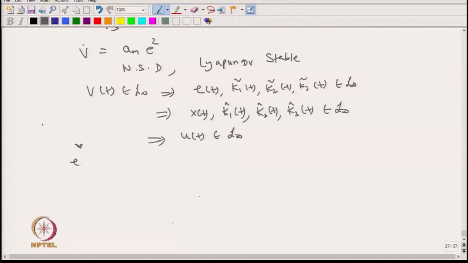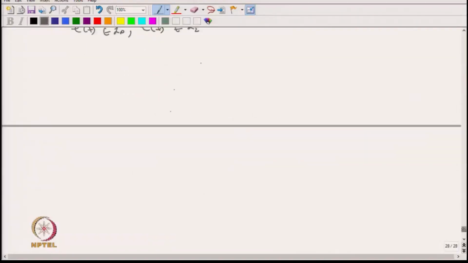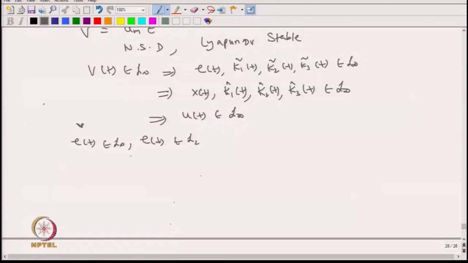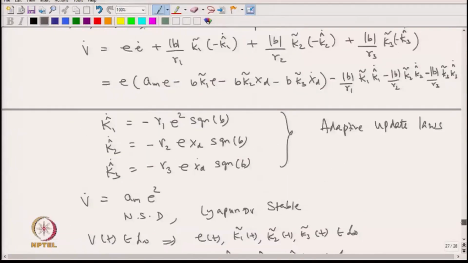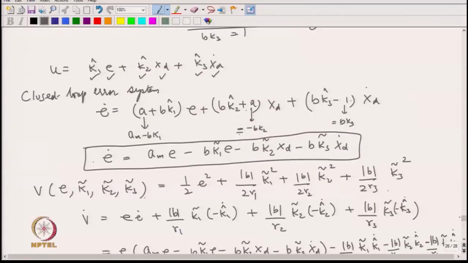So, let us go ahead and prove that. We already proved that e of t is bounded, and using similar analysis to before, we could also prove that e of t is L2. So, that is apparent. The thing we have to be careful about is proving that e is uniformly continuous. So, for that we need to look at e dot and prove that e dot is bounded. So, let us look at e dot.